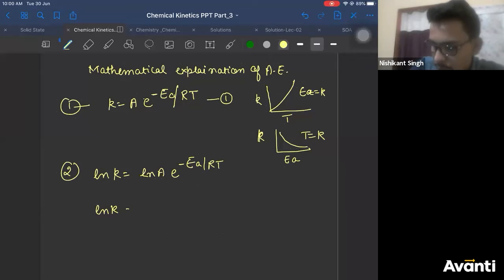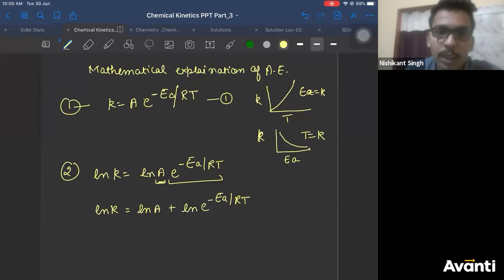So ln k is equal to ln of A times e to the power minus Ea by RT. Taking A as one part and the exponential as the other, ln of A into B is ln A plus ln B, so ln A plus ln e to the power minus Ea by RT. Now you can apply the property ln A to the power B is B ln A, right?